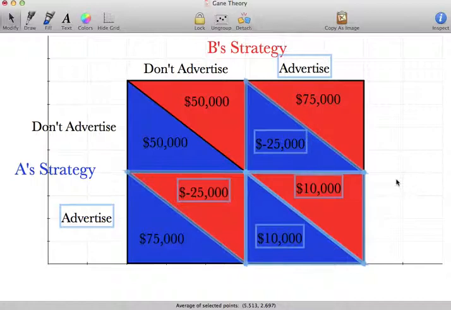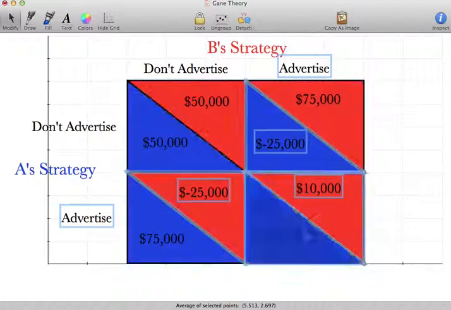All right, let's take a look at B. If B advertises and A advertises and B decides not to advertise, what's going to occur? Their profits are going to go from $10,000 to losses of $25,000. So B has no incentive to deviate from advertise. Let's look at the same thing for A. If we're in this bottom quadrant here of advertise, and A decides to not advertise, what happens to their profits?